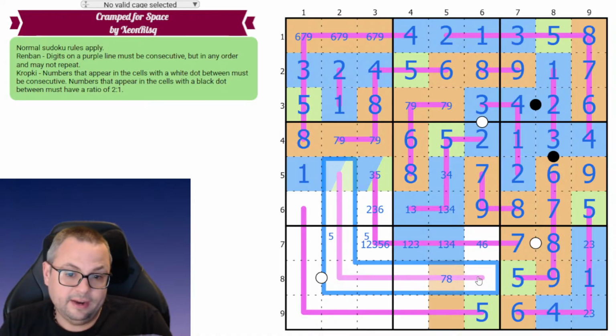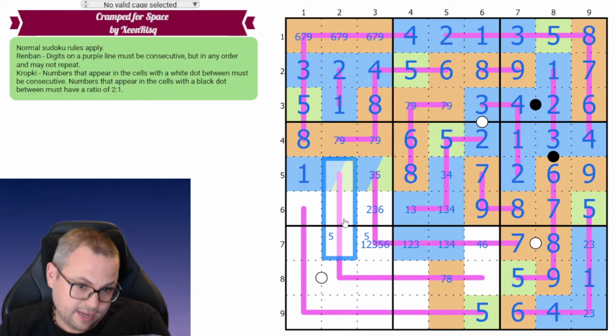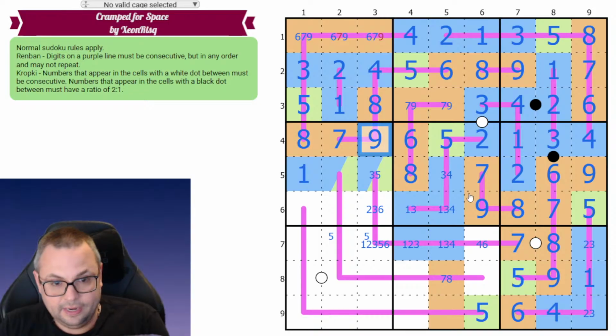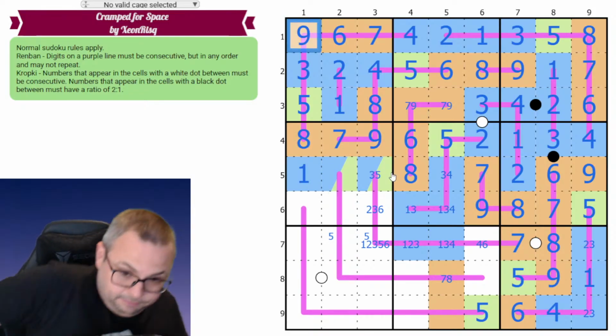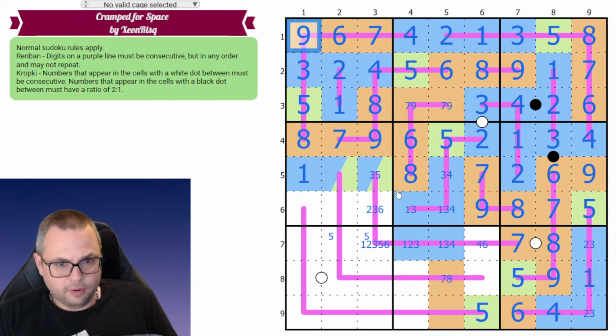So this Renban has a 9 on it, and the 9 on it is in this column. So that's the 7, and that's the 9. And the 9 on it is in this column. So that's the 6, that's the 7, and that's the 9.